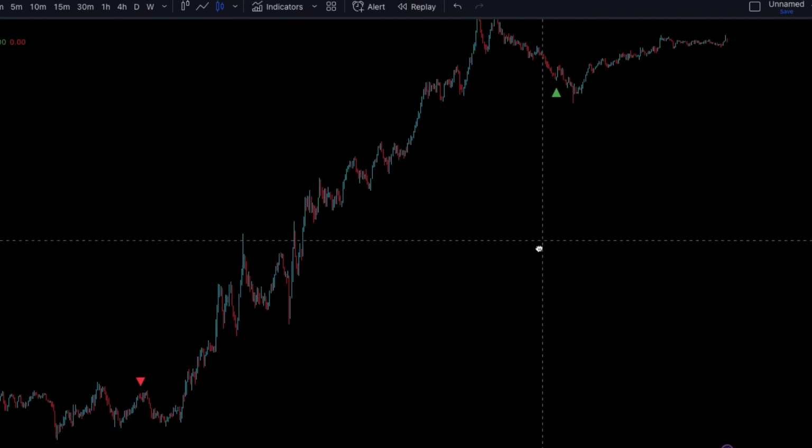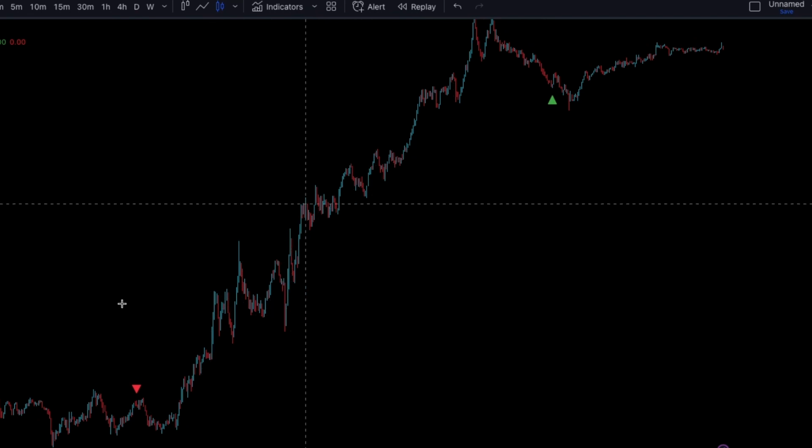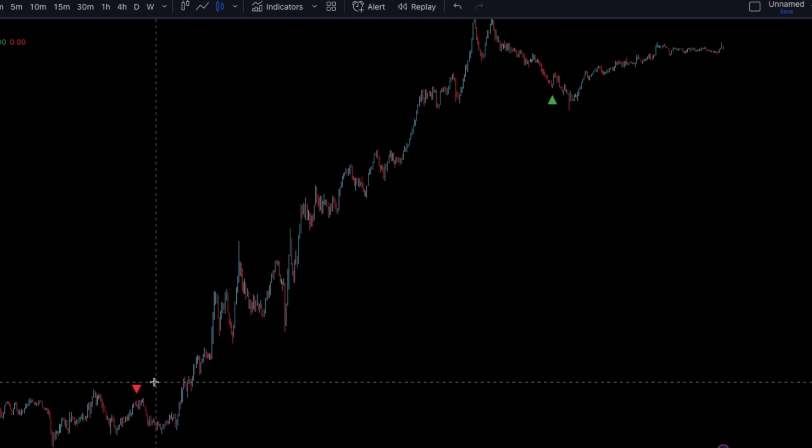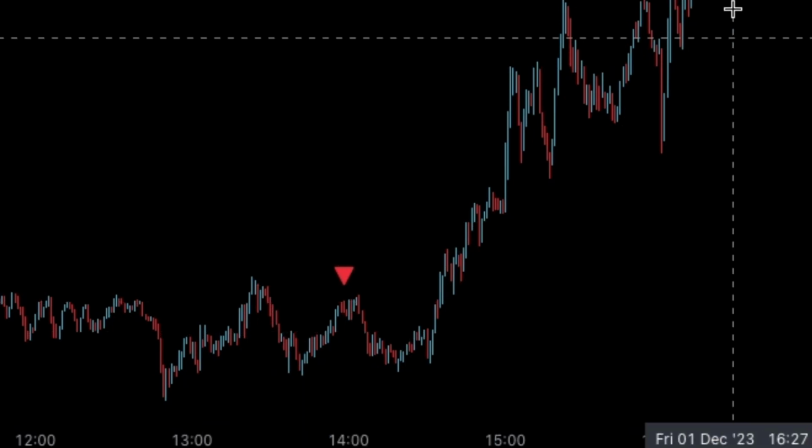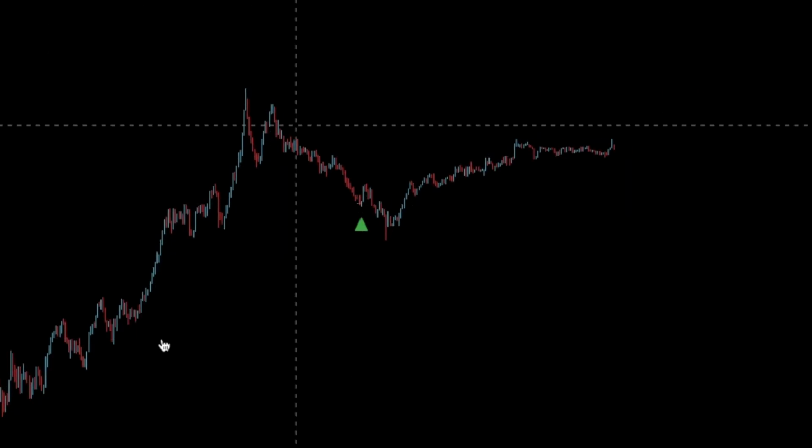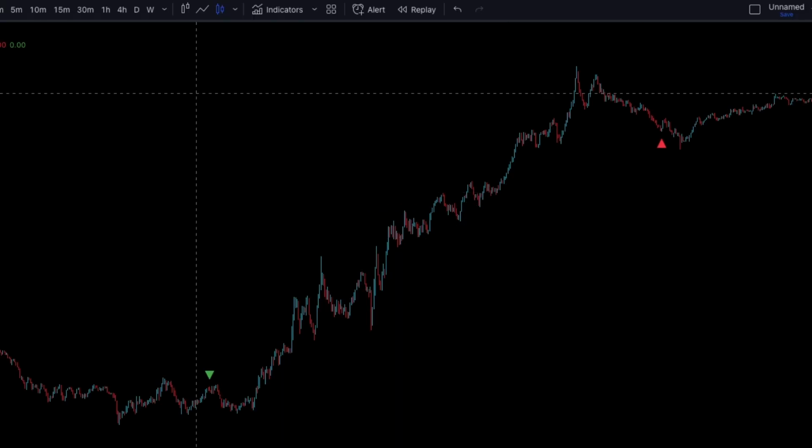Now in this strategy, I'm going to use this to find the trend direction. So when the label prints a red triangle, we're looking for sells, and when it prints a green triangle, we're looking for buys. Now let's go and get the second indicator.